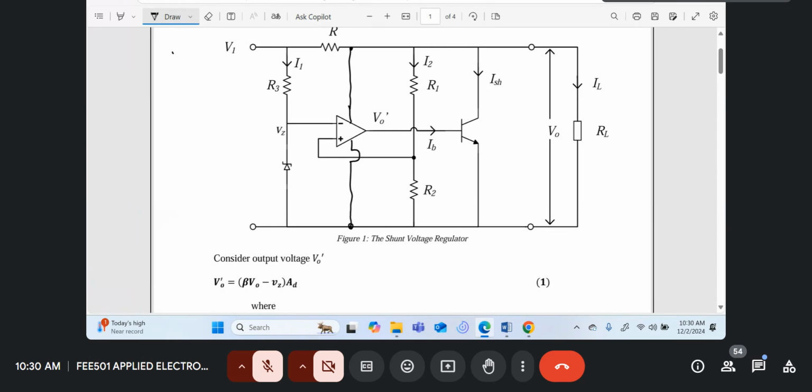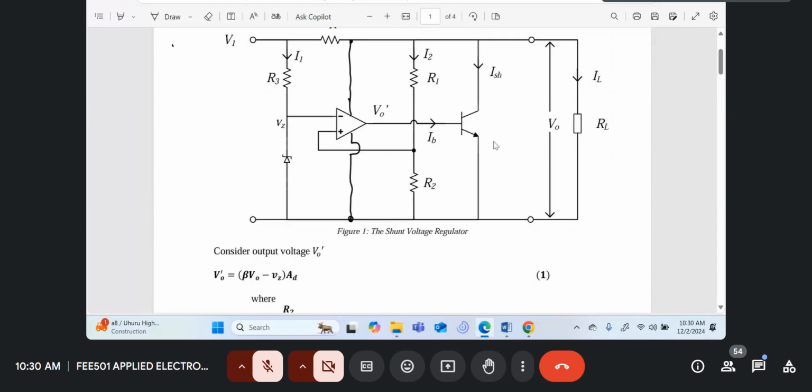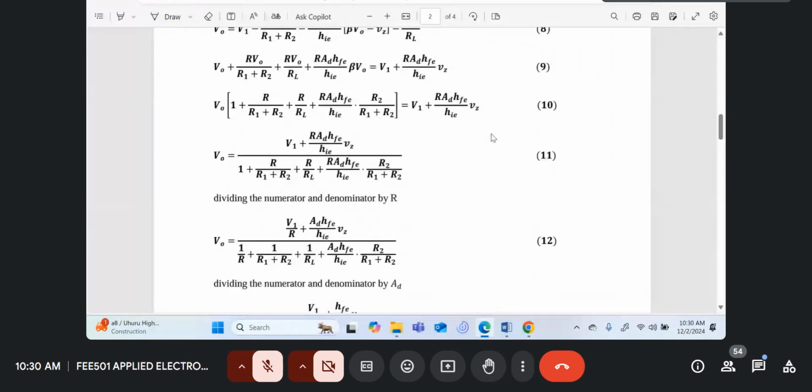So when somebody short circuits the load, then the supply voltage of the op amp is 0, its drive is 0, the transistor is driving, the voltage across it, the collector emitter, is 0, so you can't damage the circuit. So that is one big advantage of these shunt DC voltage regulators.